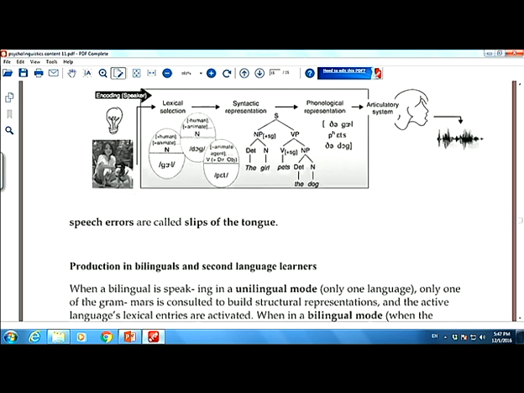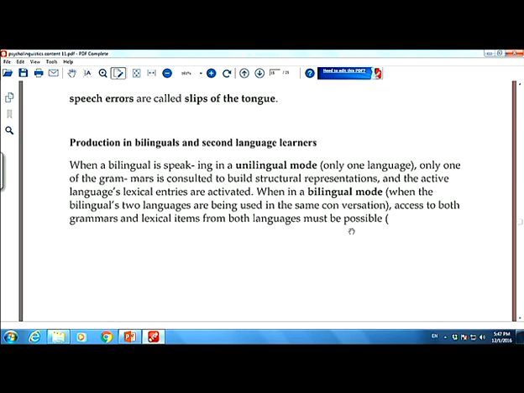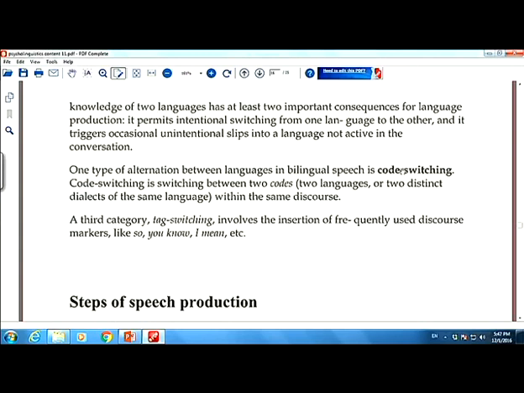Speech errors are called slips of the tongue. You should know that. This part is also very important. Unilingual mode, bilingual mode. What do we mean by that? I explained that in the lecture. So this part also is very important. Code switching, we talked about that. Tag switching, also very important.